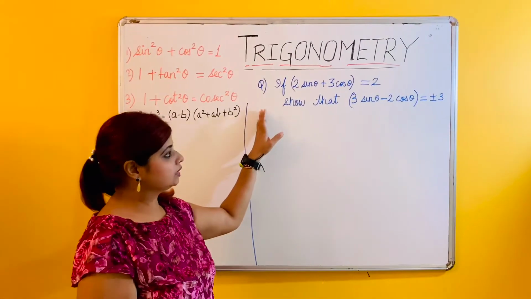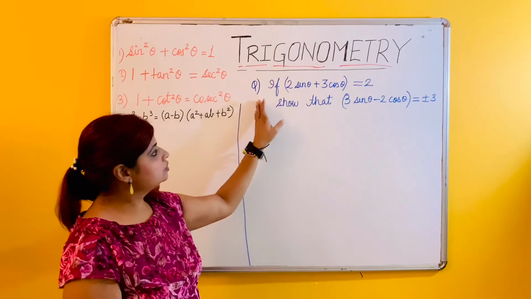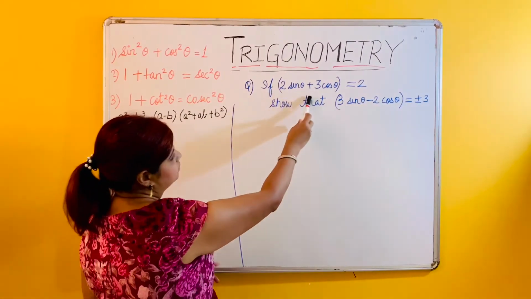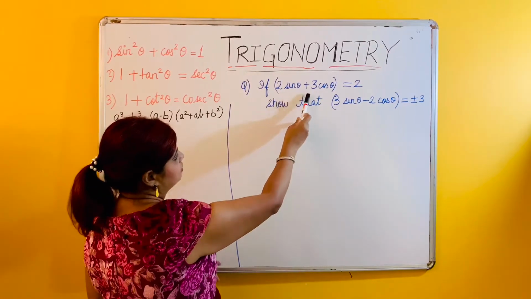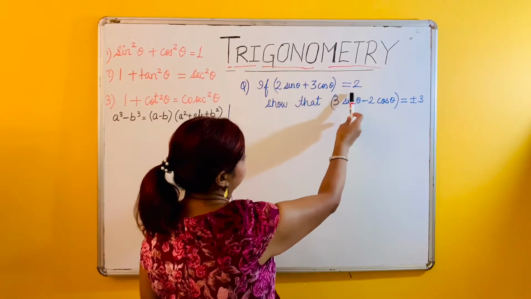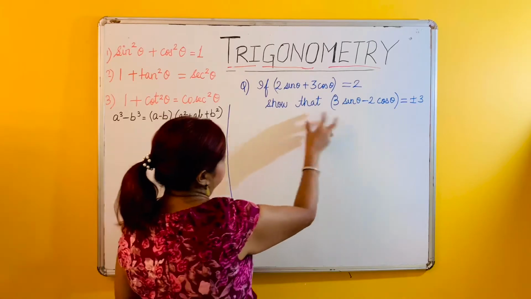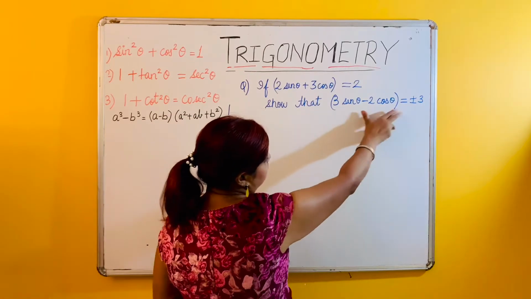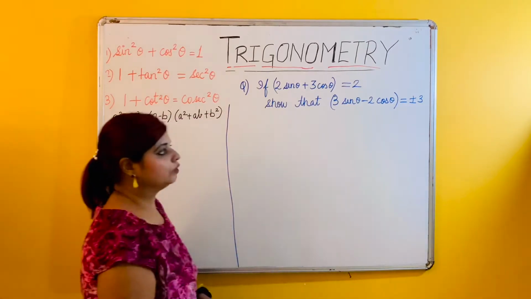So we are here with another type of question. In this question, it is a little different. There is one expression which is given, which says that 2 sin theta plus 3 cos theta equals 2. And now you have to find the value of this expression and prove that it is equal to plus minus 3. So how will you do it?